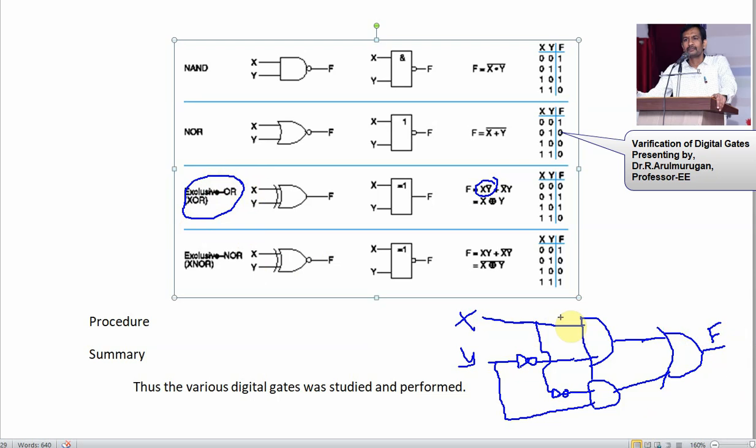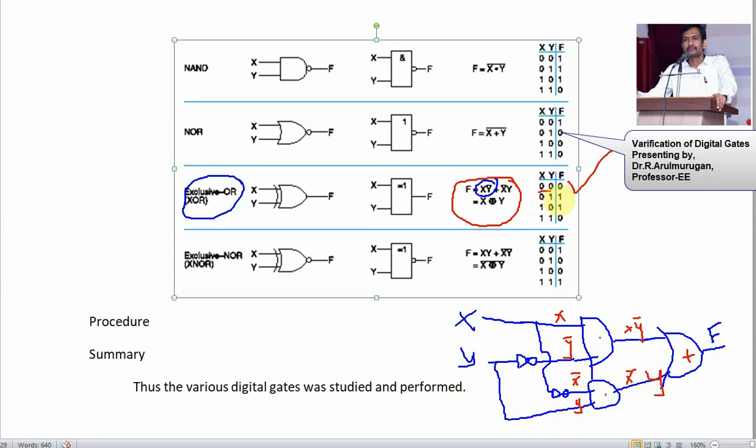I will change the color. This is X, Y bar. Multiply, AND gate. So X into Y bar. This is a plus. This is a multiply. What is coming? X bar, this is Y. So X bar into Y. Okay, add. So this is the answer. So this is a table. What is the table saying?